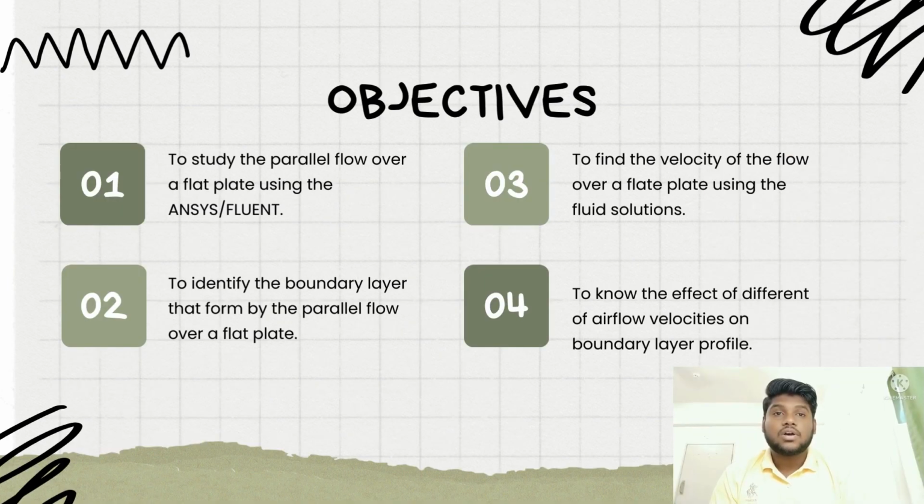Now I'm going to talk about the objective. There are four objectives that can be identified. The first objective is to study the parallel flow over a flat plate using the analysis of fluid. The second objective is to identify the boundary layer that is formed by the parallel flow over a flat plate. The third is to find the velocity of the flow over a flat plate using fluid solution. And the fourth objective is to know the effect of different airflow velocities on the boundary layer profile.